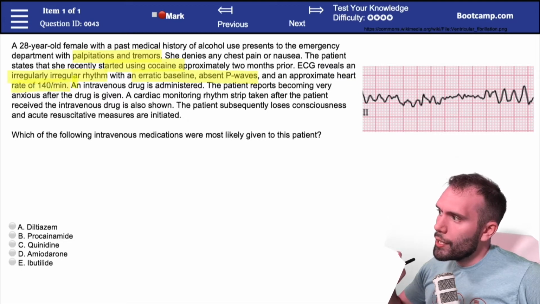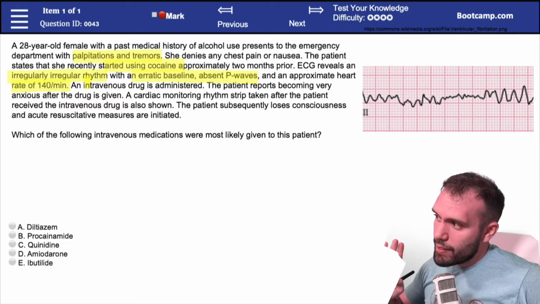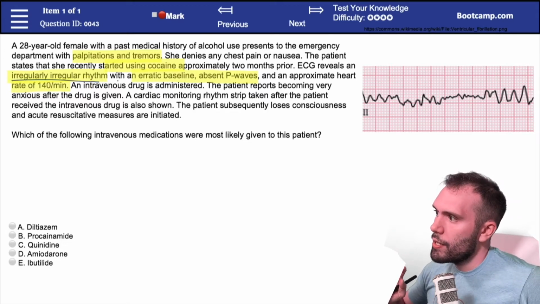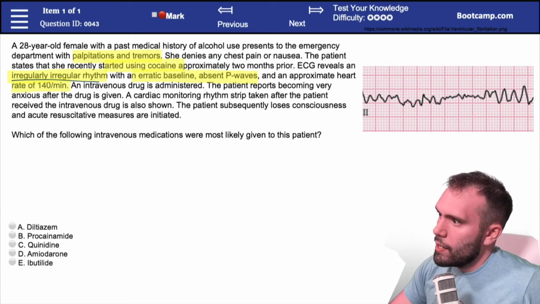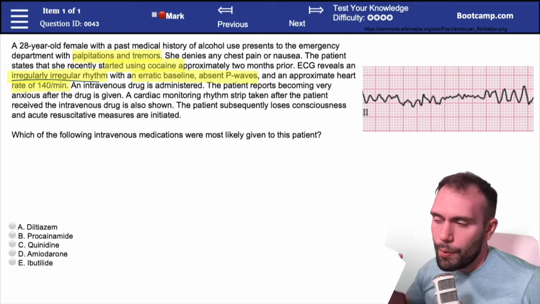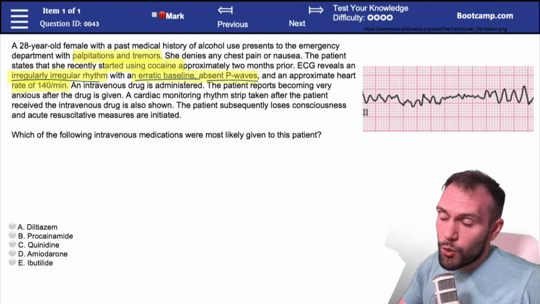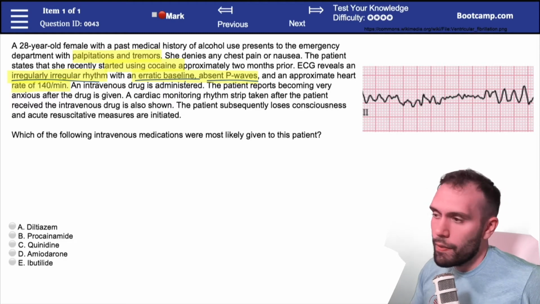So an irregular rhythm, the big thing is atrial fibrillation. Whenever you see that, you think of AFib. And you might be saying, okay, well, what about torsades? It's true, she could potentially also have torsades here. However, for her to come to the emergency room with this rhythm and be conversational, it's much more likely AFib in general. If you're going to play the odds with erratic baselines, absent P waves, and no mention of twisting of the points or anything like that, then they're talking about AFib.